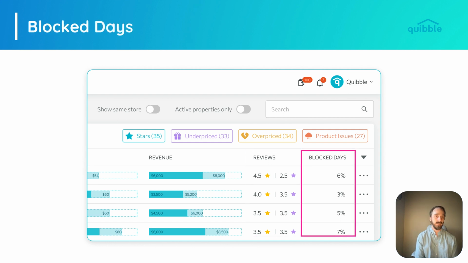Block days. I largely think of block days and reporting on them as troubleshooting data for analysts. When the numbers don't make sense, I always check for big blocks to explain the discrepancies.